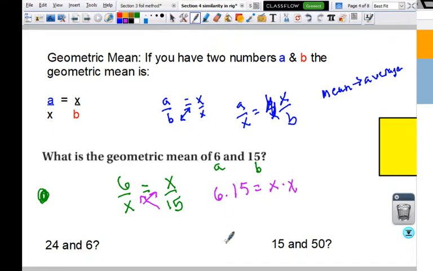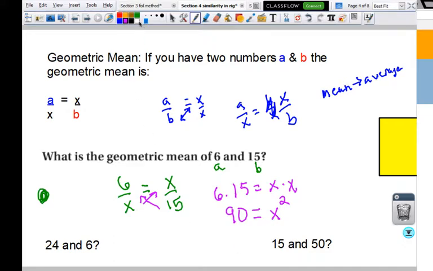All right, 6 times 15 is 90, and it's going to equal what's X times X? X to the second power. It's not 45, it's 2 and X together. All right, I get 90 equals X squared, right?